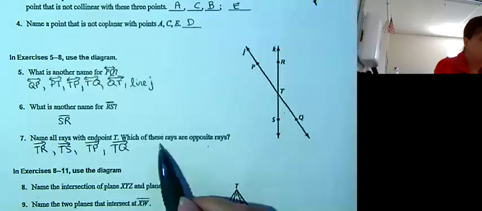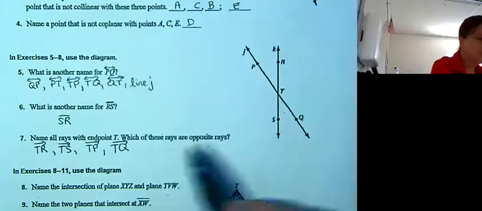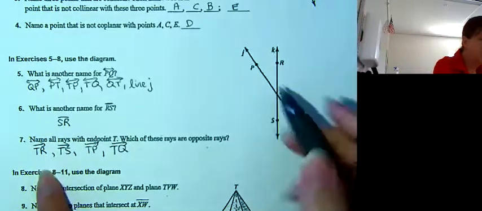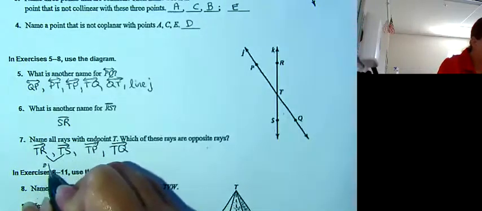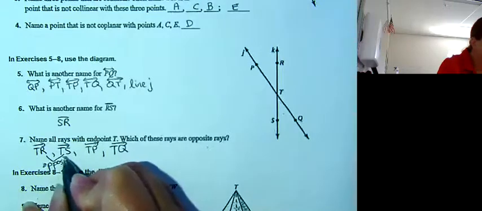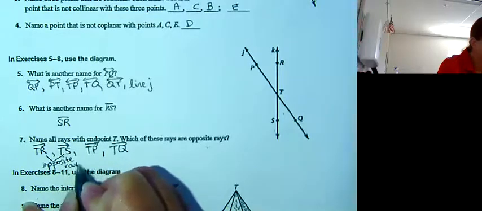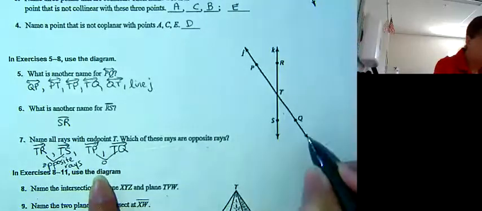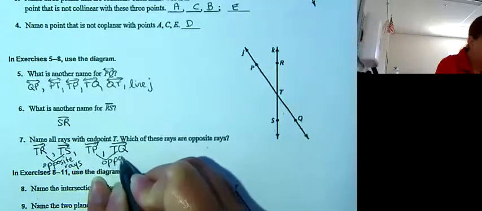And then which of these are opposite rays? So if I look at TR, the opposite ray, the one that would form a straight line, is TS. So these two would be opposite rays of each other. And then so would the other two, because they form a straight line going the opposite direction.